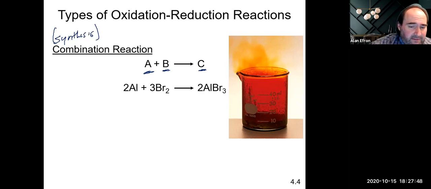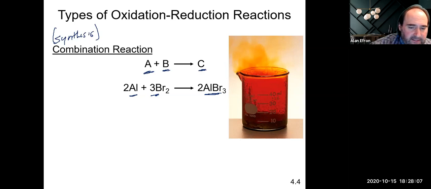This is aluminum plus the bromine to make aluminum bromide. This is an ionic compound being formed. This is a combination reaction. Again, 2 things make 1 thing here. It is also obviously a synthesis reaction. This is also a redox reaction as well.